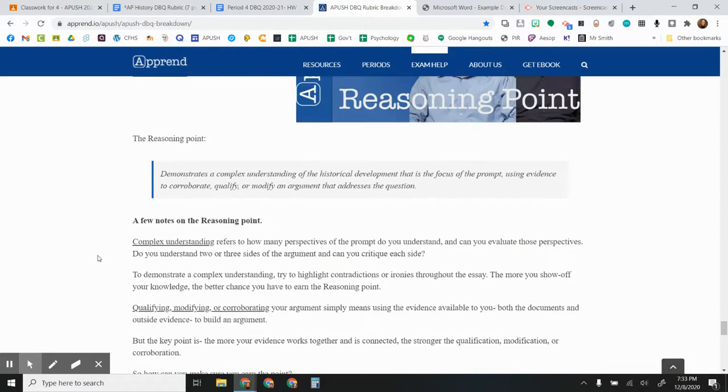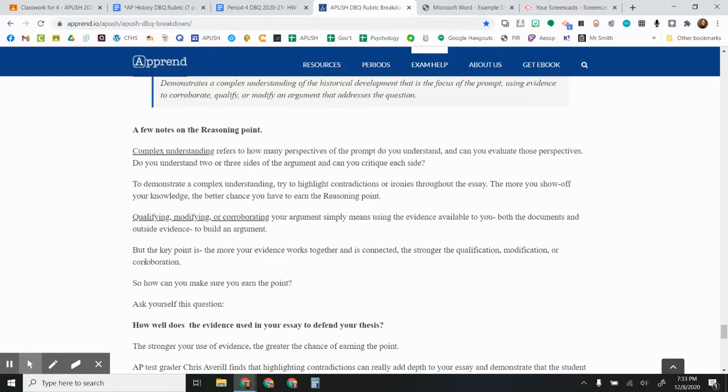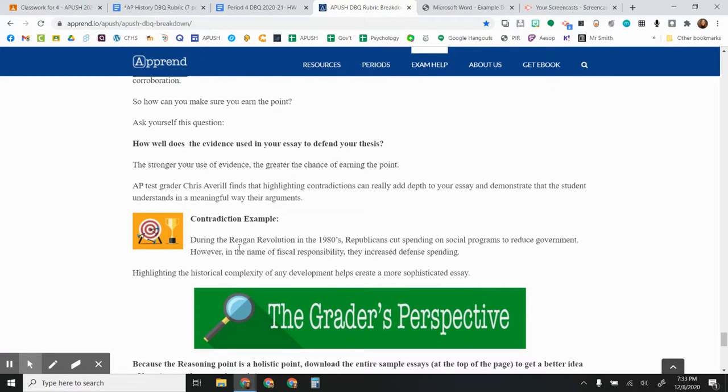Okay, now as I mentioned before, the reasoning point, complex understanding, corroborating, it's an overall idea, but also you can do that sort of opposition statement. So highlighting contradictions can add depth to your essay and demonstrate that you understand it in a meaningful way. Here's an example that's not from this topic. During the Reagan Revolution of the 1980s, Republicans cut spending on social programs to reduce government. However, in the name of fiscal responsibility, they increased defense spending. So sometimes you want to point out contradictions.